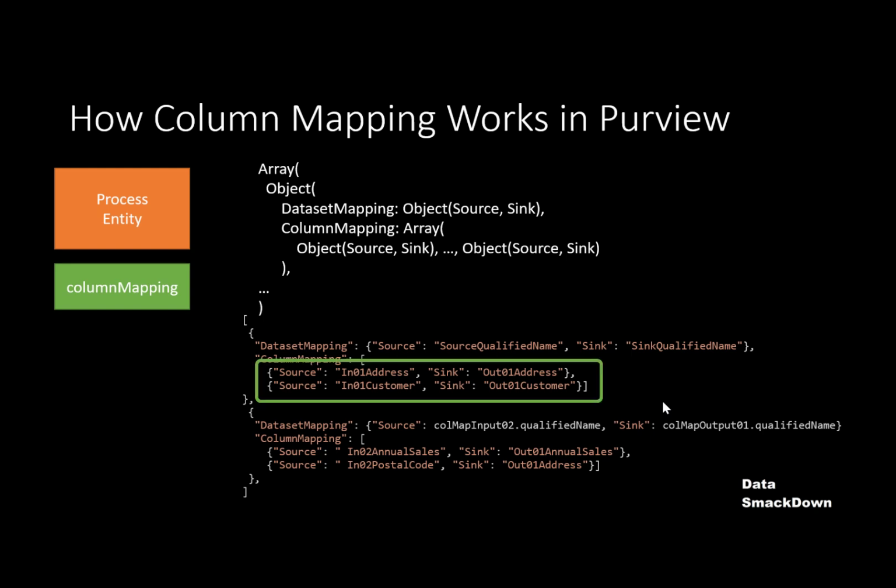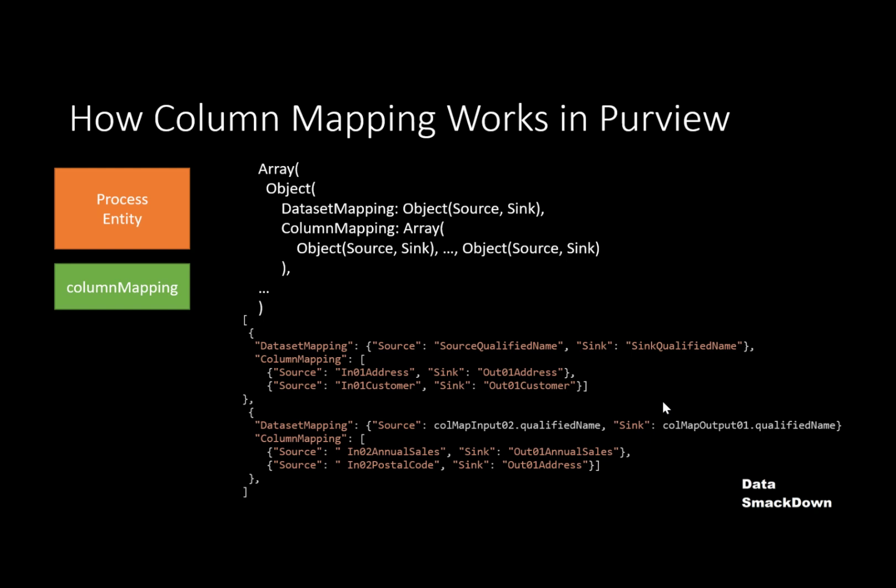Column mapping is a little more complicated in that it is the individual columns, and it is, again, a key of column mapping, and then it is an array. The value is an array of individual objects that are, again, source and sinks. And so the source and sinks now are not related to the qualified name, but they are related to the column name. One of the big tricks that I see with people using this column mapping feature is that you have to maintain this yourself.